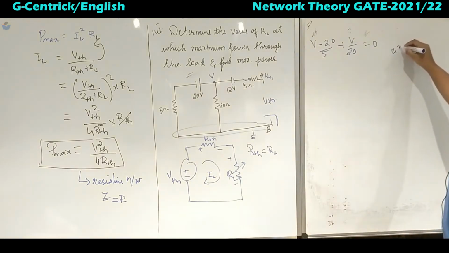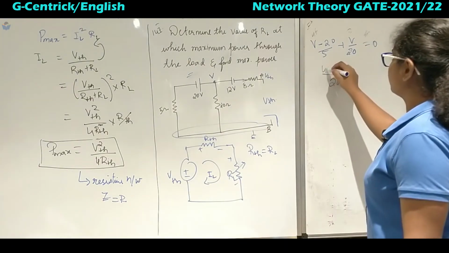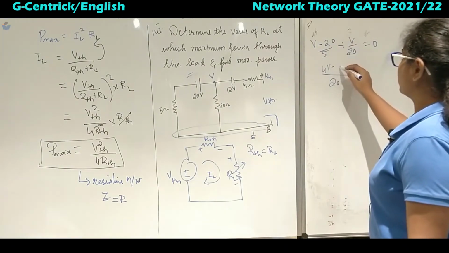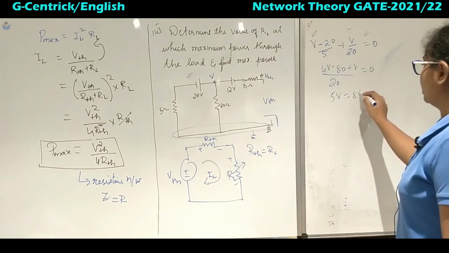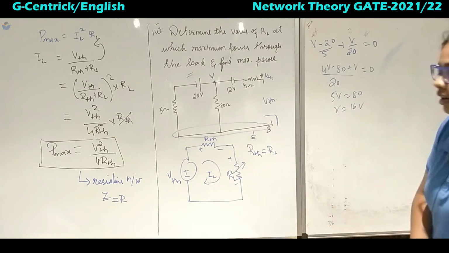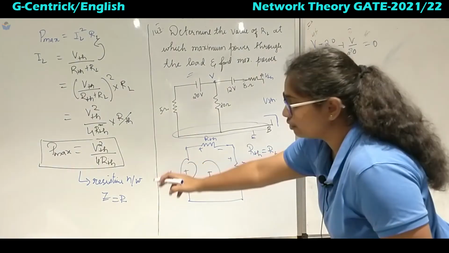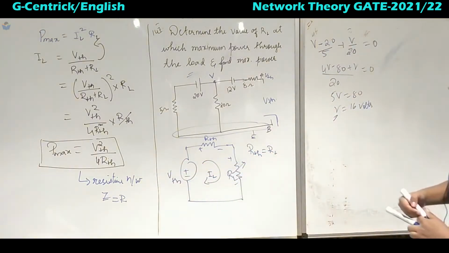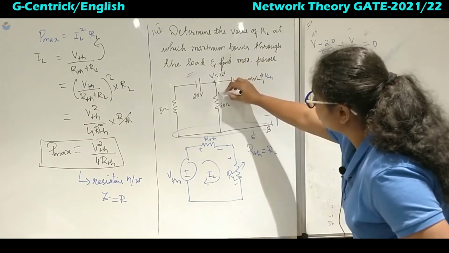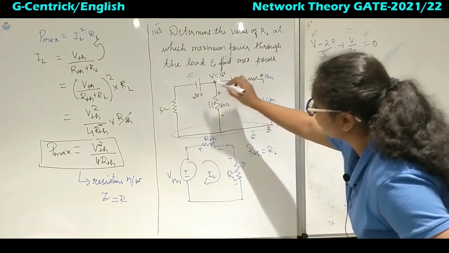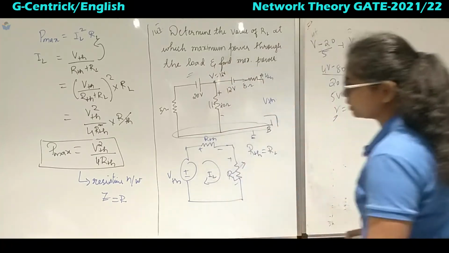So what is the LCM of 5 and 20? It is 20 only. So this is 4 times V minus 80 plus V equal to 0. So we have 5V equal to 80 and V is equal to 16 volts. But this is only V. What we want is VTH. So how do we calculate VTH? If this is 16 volts, then across this branch also we will have 16 volts, so between these two it will be 16 volts.